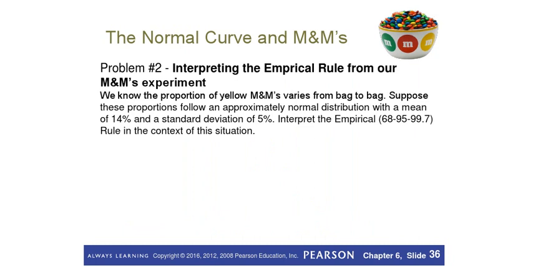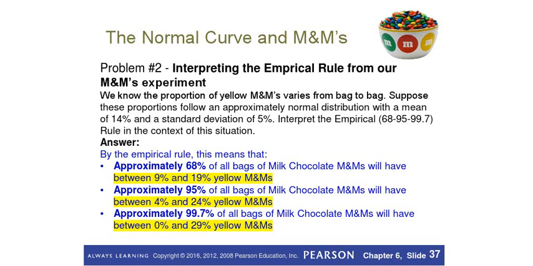This is a handout question now. How would we do it? Well, by this rule, approximately 68% would be between 9 and 19%. The way we think about that is, if our mean is 14% and we subtract 5%, we get 9%. And if we take 14 and add 5%, we get 19%.